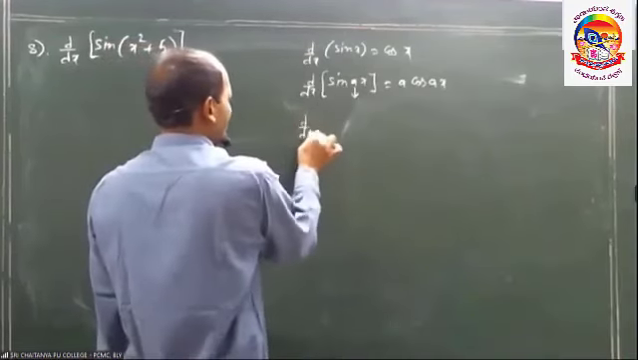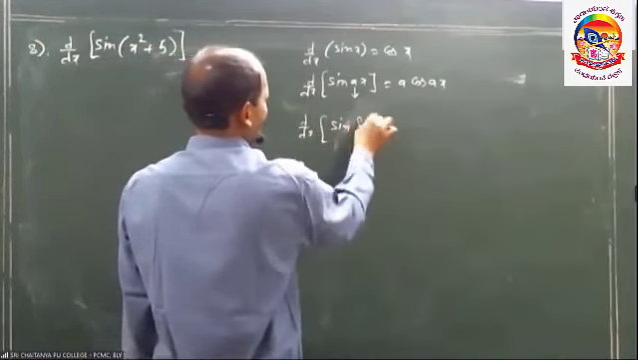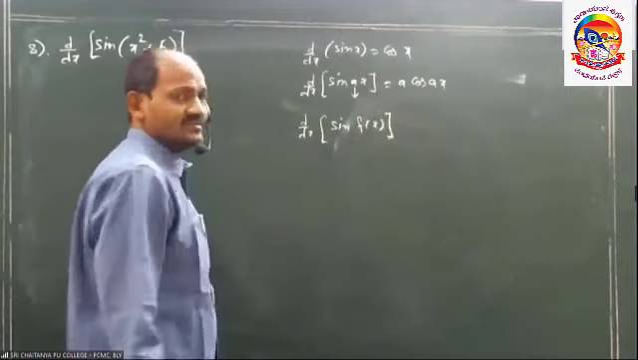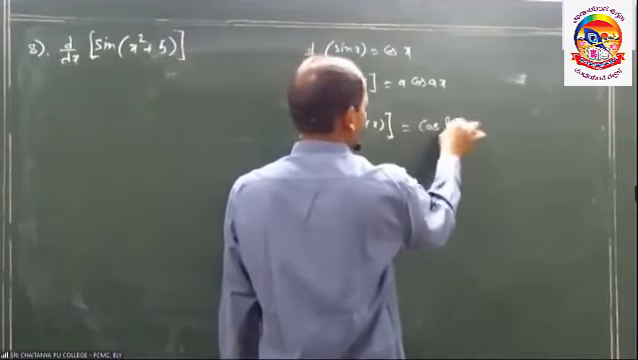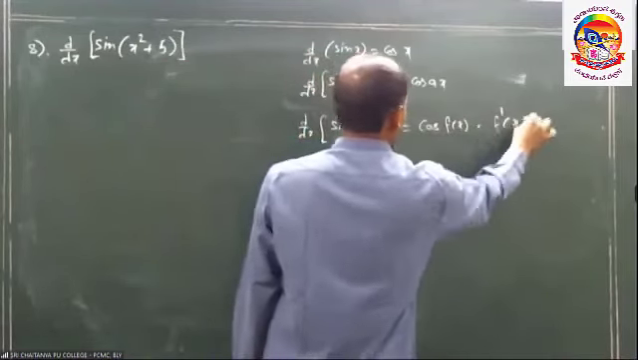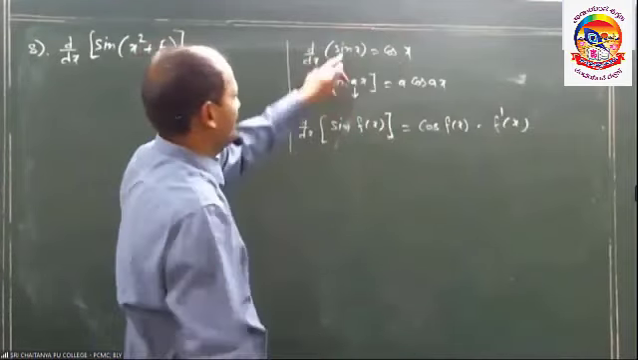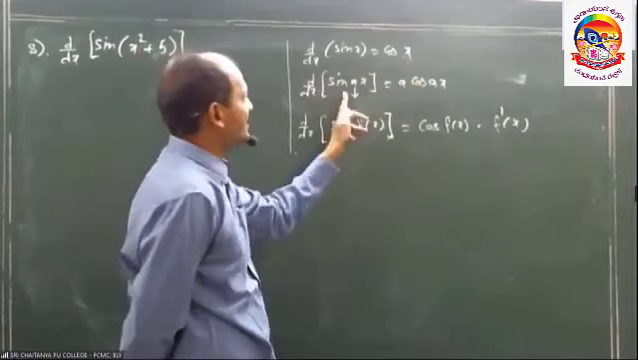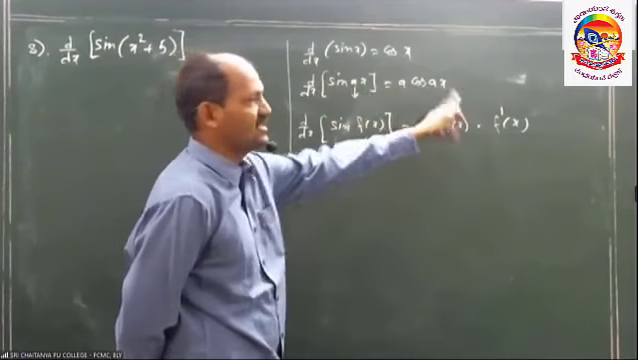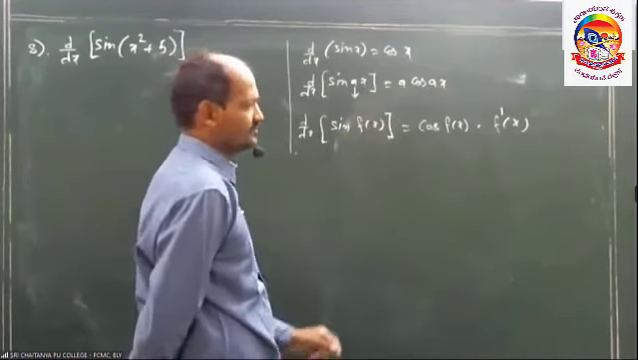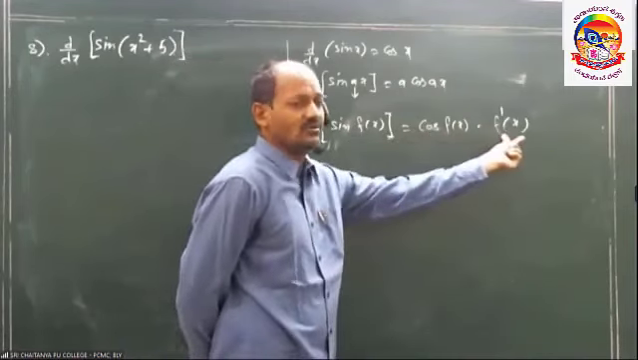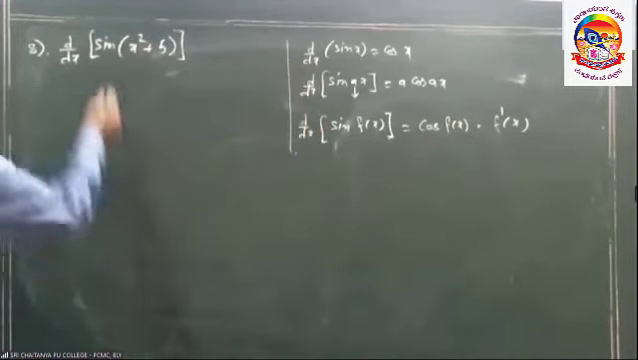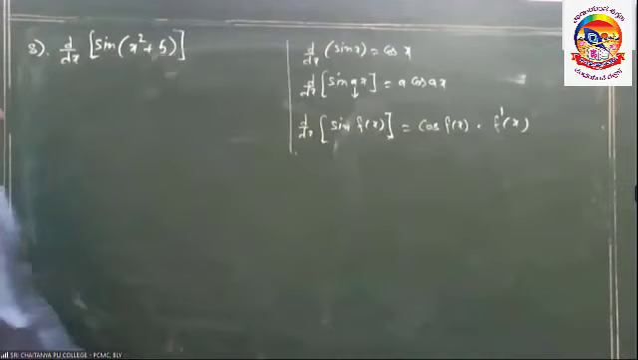So in case of sin f of x, f of x means any other function, it is cos of f of x into f dash of x. Derivative of sin x formula is cos x. Sin ax, a constant, is a cos ax. It is also a constant function. So the derivative of sin f of x is cos f of x into f dash of x. It is a sin f of x form.